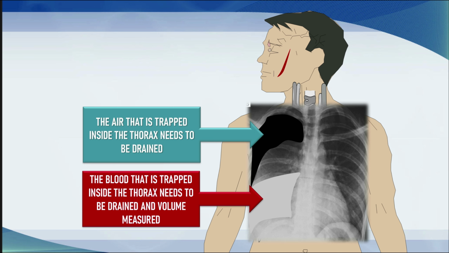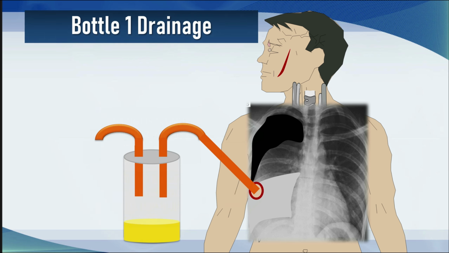We need to insert a chest drain that is immersed in the liquid. And we do this by applying the chest drain and then inserting it into a bottle. And what happens is the gas and the liquid passes into the bottle. The liquid drops to the bottom of the bottle, it will collect and it will increase in size, and then the air will pass through the bottle and outwards.